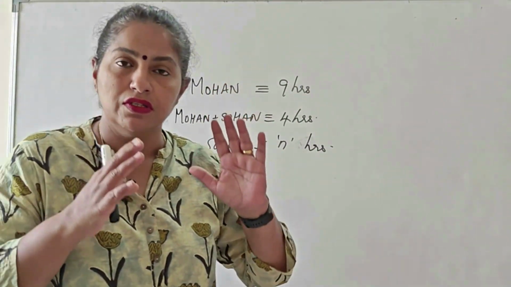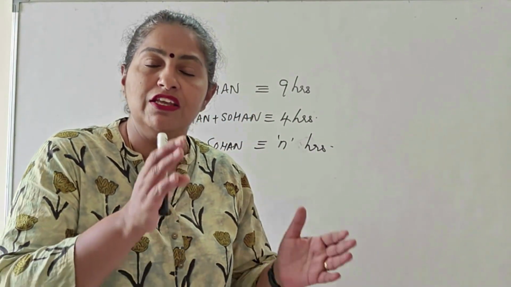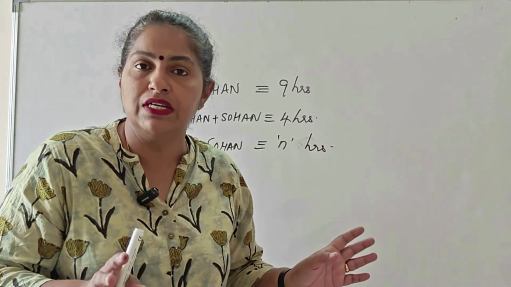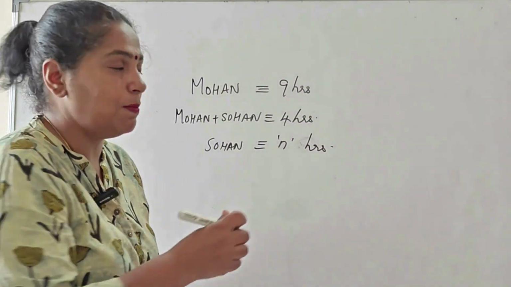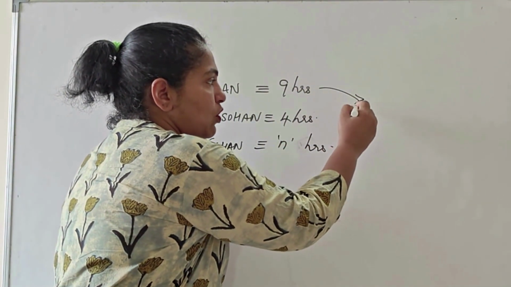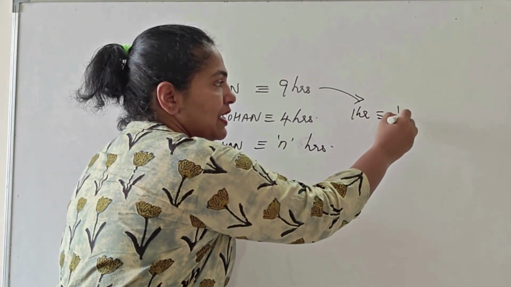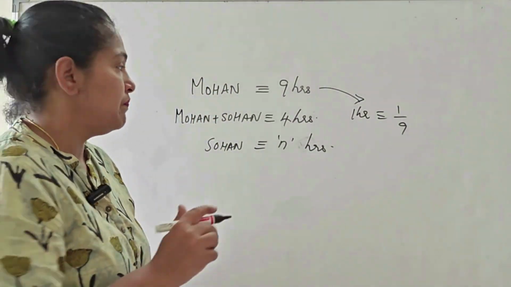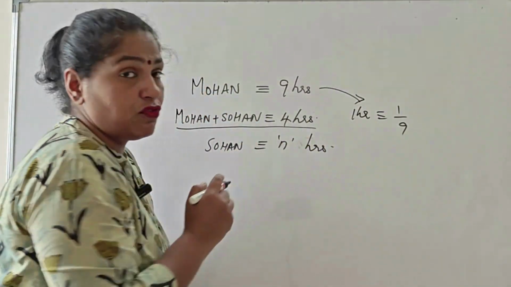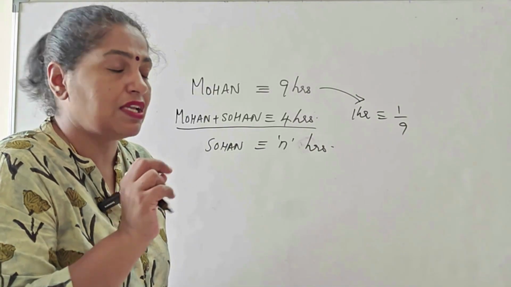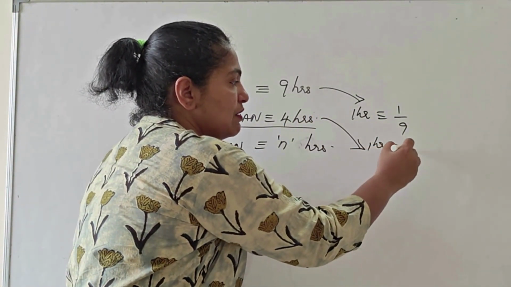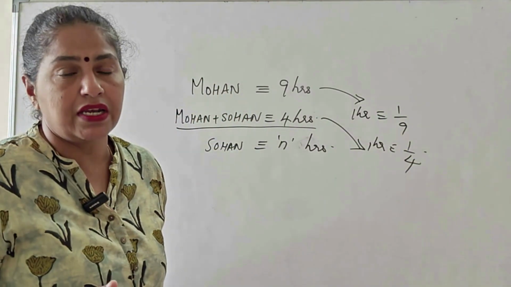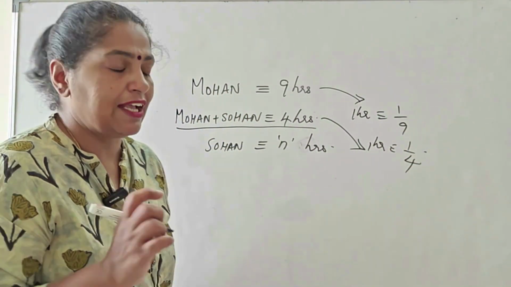So I have taken the amount of time required by Sohan to be n hours. I told you the way to start this kind of sum is to base it on a unitary method. If Mohan takes 9 hours to complete a work, the work done by Mohan in 1 hour will be 1 by 9th of the entire work. Mohan and Sohan take 4 hours means if both of them are working together, the amount of work completed in 1 hour will be 1 by 4.